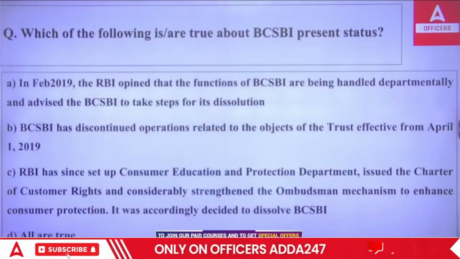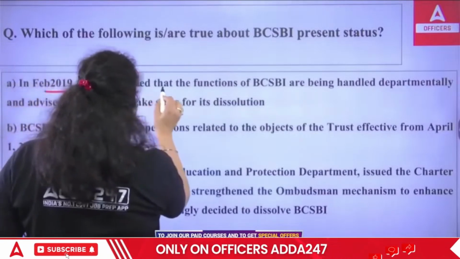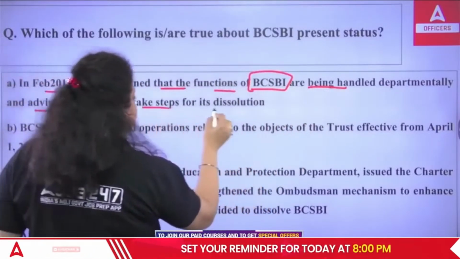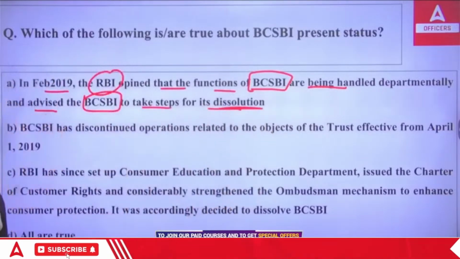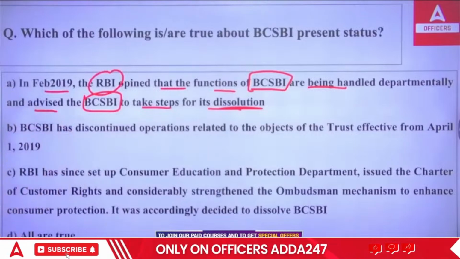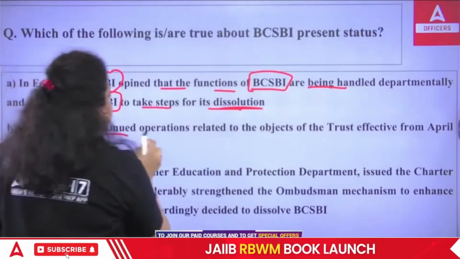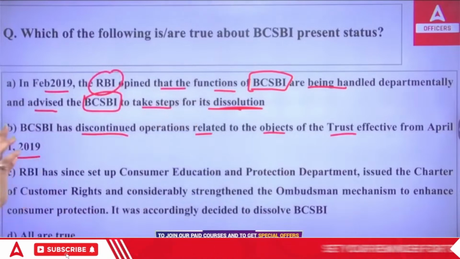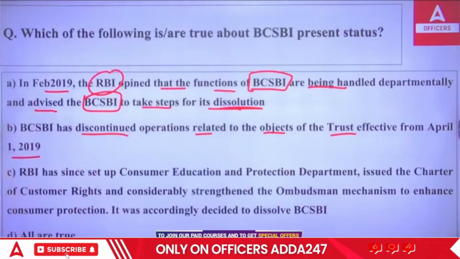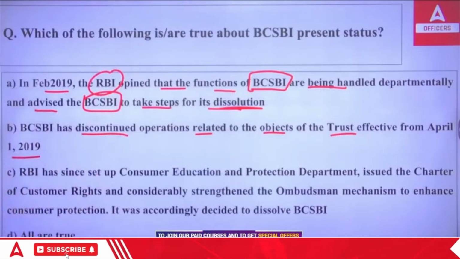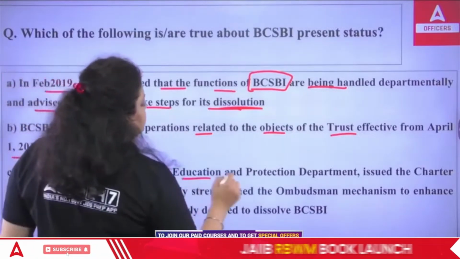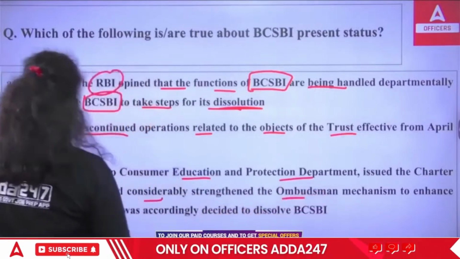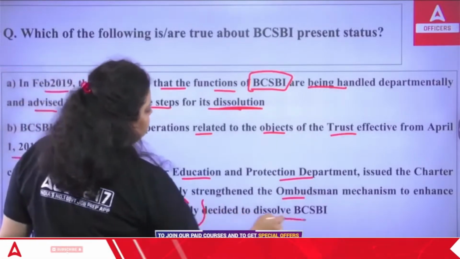The first one is asking that in February 2019, RBI opined that the functions of BCSBI are being handled departmentally and advised the BCSBI to take steps for dissolution, like it has to be removed from the country. The second: BCSBI has discontinued operations related to the objects of the trust effective from 1st April 2009. Third, RBI has since set up the Consumer Education and Protection Department, issued the Charter of Customer Rights and considerably strengthened the ombudsman mechanism to enhance customer protection. So it was accordingly decided to dissolve the BCSBI.